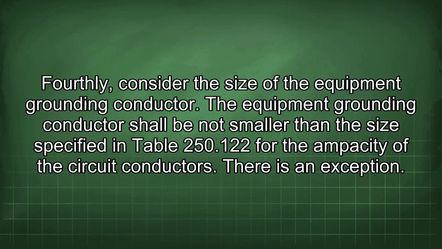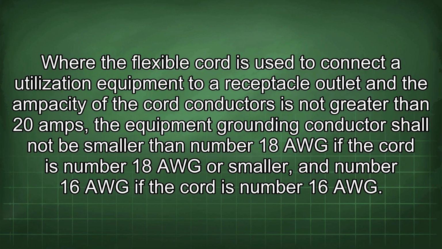Fourthly, consider the size of the equipment grounding conductor. The equipment grounding conductor shall be not smaller than the size specified in Table 250.122 for the ampacity of the circuit conductors. There is an exception. Where the flexible cord is used to connect a utilization equipment to a receptacle outlet and the ampacity of the cord conductors is not greater than 20 amps, the equipment grounding conductor shall not be smaller than number 18 AWG if the cord is number 18 AWG or smaller, and number 16 AWG if the cord is number 16 AWG.